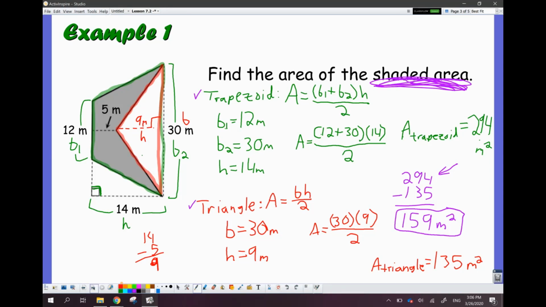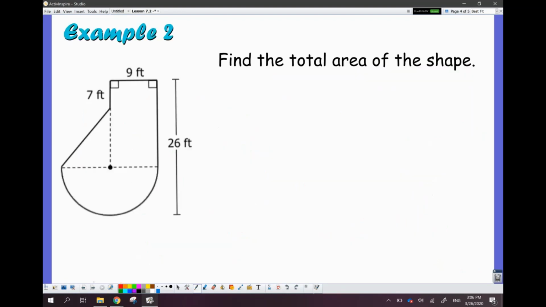Let's take a look at an example of where we have to add the area this time. First, let's read the instruction.